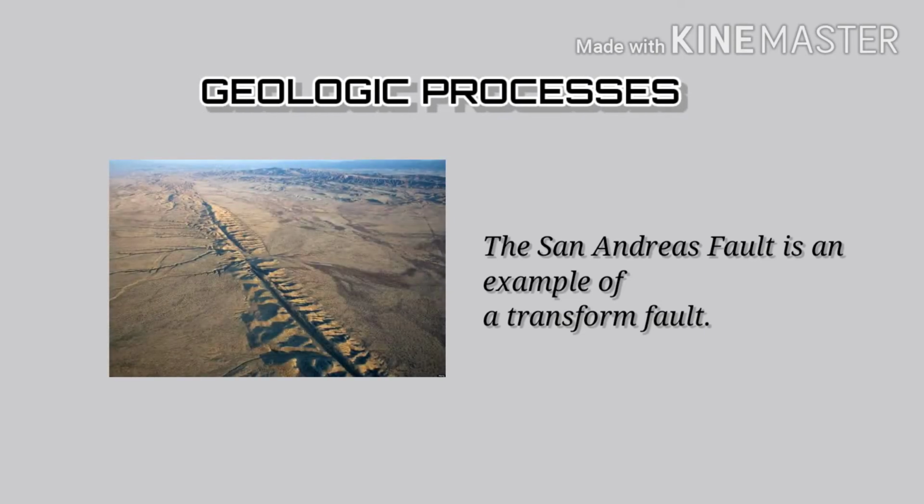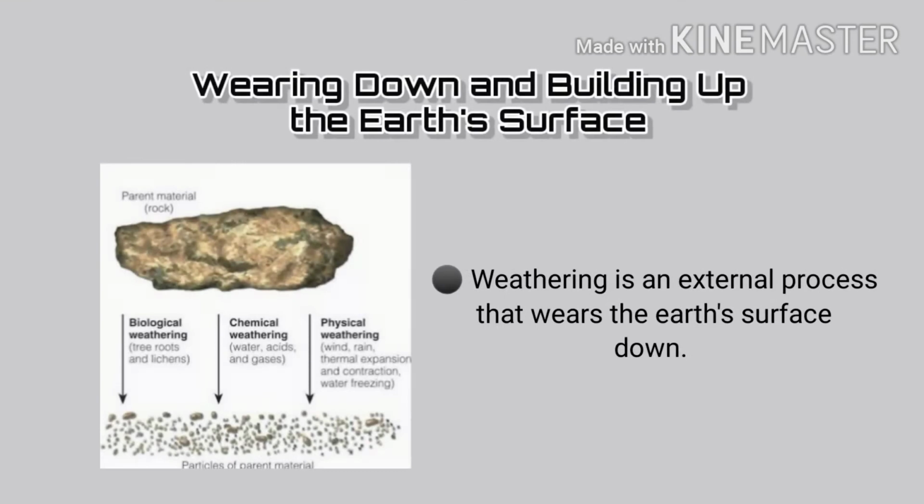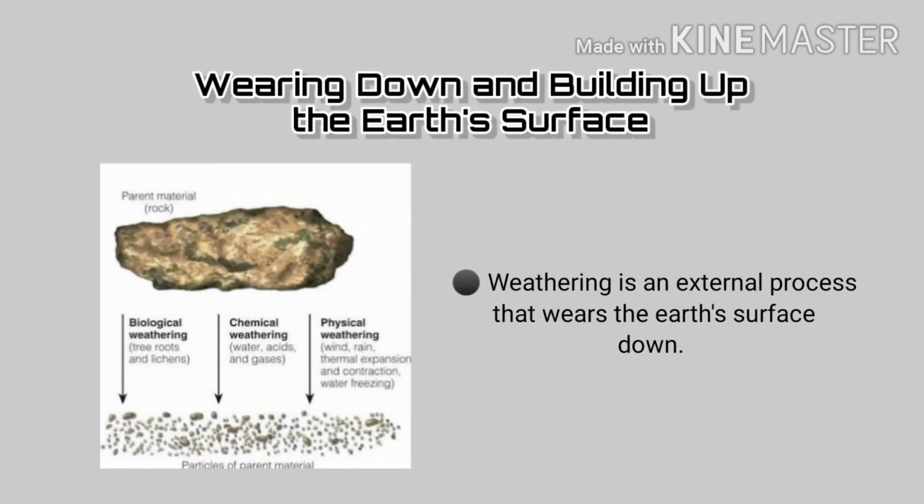Geologic processes. The San Andreas Fault is an example of a transform fault. Wearing down and building up the Earth's surface. Weathering is an external process that wears the Earth's surface down.